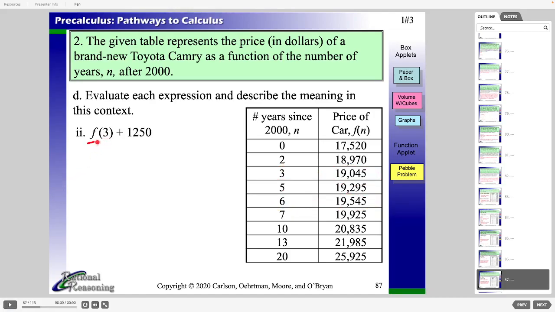Each of these, so this one, find the function value. So we would look at year 3 since 2000. That's going to be the cost of the car. If I add $1,250, that must be some kind of accessories I bought, maybe I'm getting leather seating, something like that. But there's an additional charge, or dealer prep, something. The price of the car is here, maybe a base model, and the additional is a charge for something else.